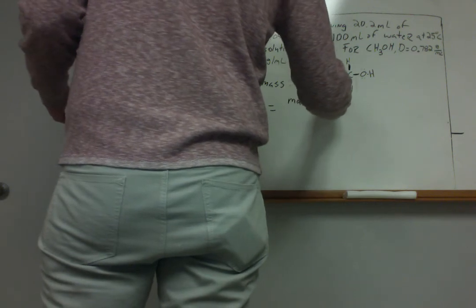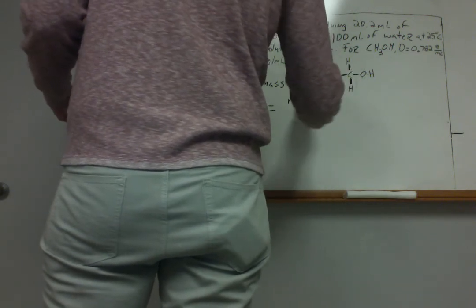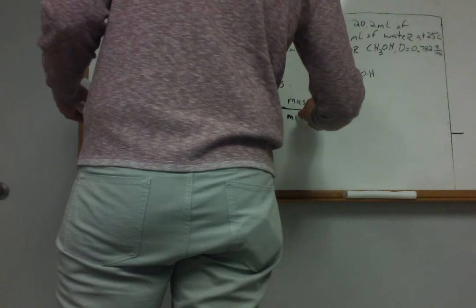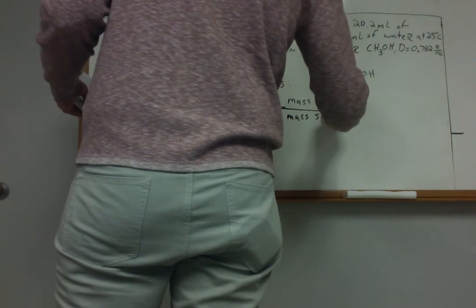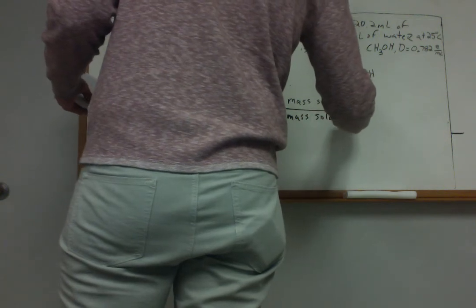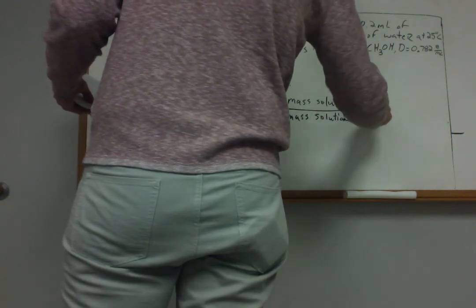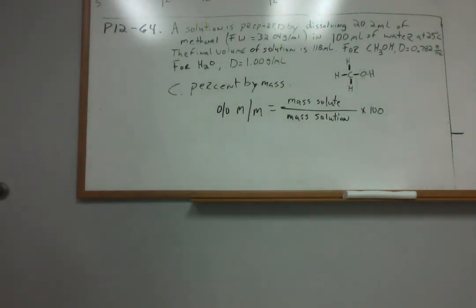It's just the mass of the solute of interest divided by the total mass of the solution multiplied by 100 to express as a percent. Okay? We need to find those numbers. If we do, we are in business.